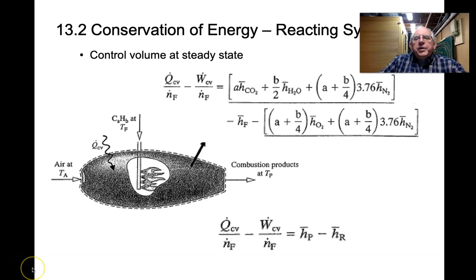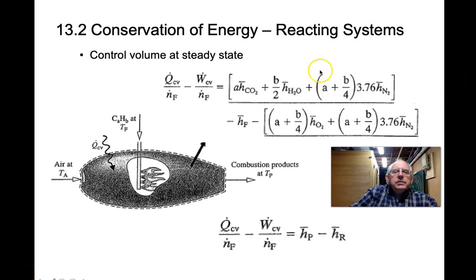Okay, when we were last speaking, we were able to come up with an equation, an energy balance equation, the first law equation for a control volume at steady state. And what we observed was that the heat transfer to the control volume and the work from the control volume, those two terms are then balanced by the differences in the enthalpies between the reactants and the products.